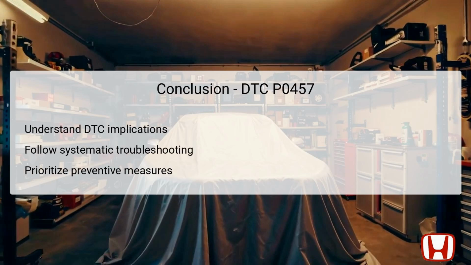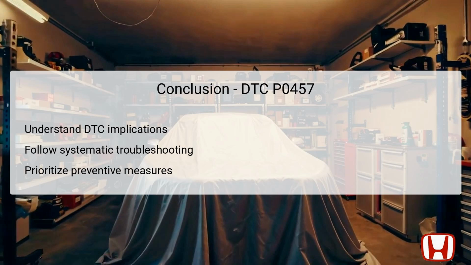In summary, understanding DTC P0457 is crucial for maintaining Honda CRV models from 2011 to 2016. This code signifies a potential leak in the evaporative emission system, primarily related to the fuel fill cap. Following systematic troubleshooting steps is vital for accurately diagnosing and resolving the issue, while ensuring that the underlying components are evaluated for integrity, including the valve and vent lines.